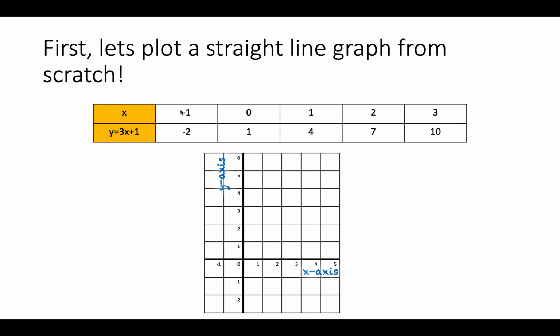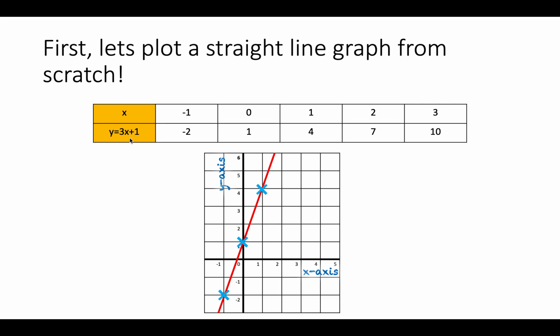So the first one is minus 1 across, minus 2 down. That will be here, and we're going to plot that point there. Next one is 0, 1. That will be here, 0 across, 1 up. And next one will be 1, 4, which will be 1 across, 4 up, which we plot there. We can see this is making a straight line, and we can connect those up with our pencil and ruler. That is a straight line graph that we've plotted ourselves from this equation.